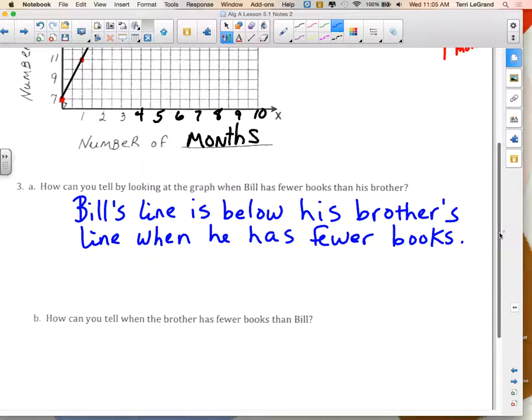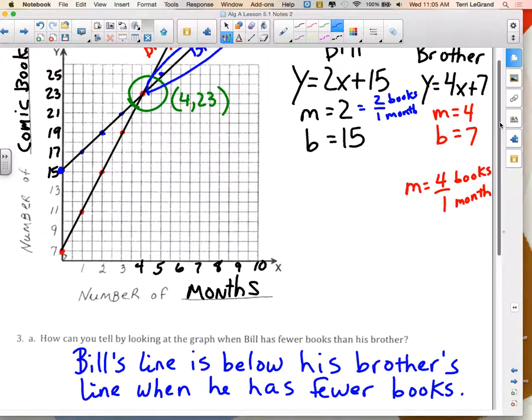At first, because his line was above his brother's then. This is showing fewer books here, so his line is above it. So before 4 months, Bill was in the lead, excuse me. Bill was in the lead in the beginning. Then at 4 months, his brother caught up to him. And after 4 months, his brother took over. He had more books.